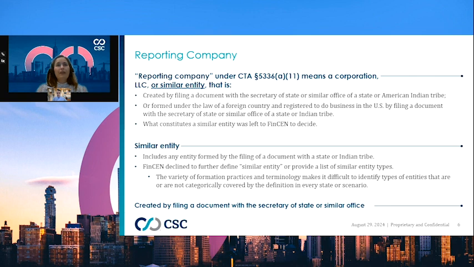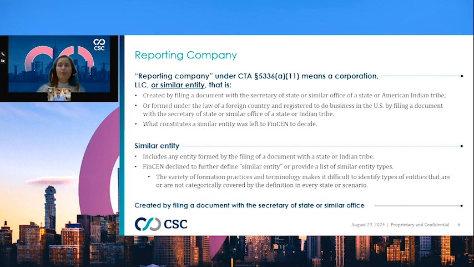The term reporting company means a corporation, limited liability company, or similar entity that is either created by the filing of a document with the Secretary of State or similar office of a state or American Indian tribe, or formed under the law of a foreign country and registered to do business in the U.S. by filing a document with the Secretary of State or similar office of a state or Indian tribe. FinCEN has so far declined to further define what constitutes a similar entity, and this ambiguity has raised several questions.